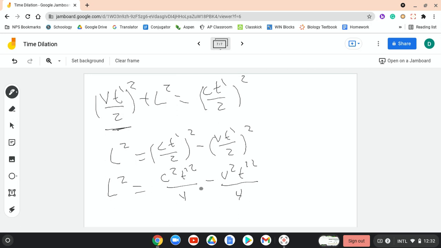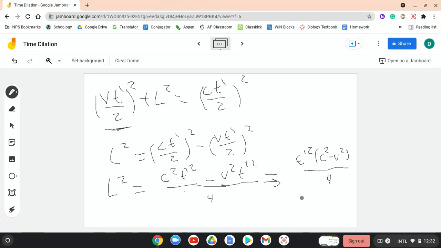All right, and we can combine these into one fraction because they have a common denominator. So I'm just going to do that very quickly. I can combine these two fractions to give me this over 4. And you'll notice the terms on the top share a t prime squared, so I can factor out the top to get this equal to t prime squared times c squared minus v squared over 4.